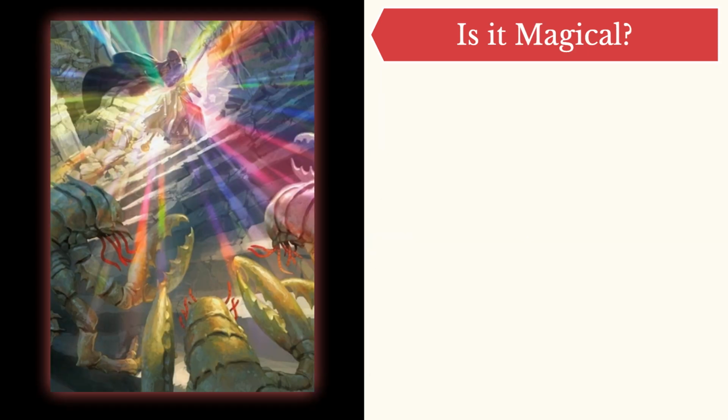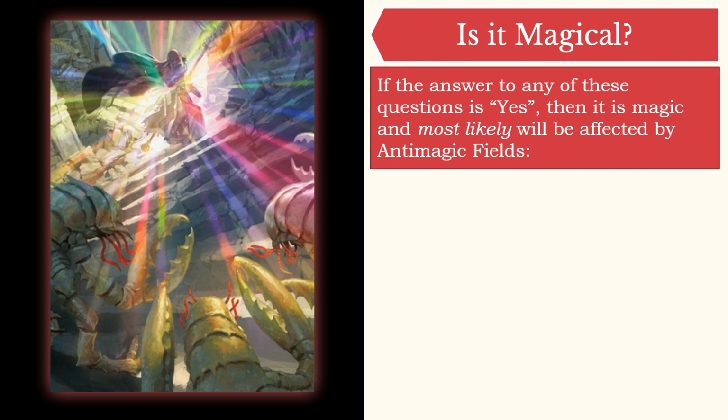Those are the basic characteristics of anti-magic, but in order to determine if an effect or an item will be affected by anti-magic, you have to first determine if it is or is not magical. Fortunately, the Sage Advice Compendium has a very simple and clear test that can be applied whenever wondering what is or is not considered magic. If the answer to any of these questions is yes, then it is considered magic and will most likely be affected by an anti-magic field.